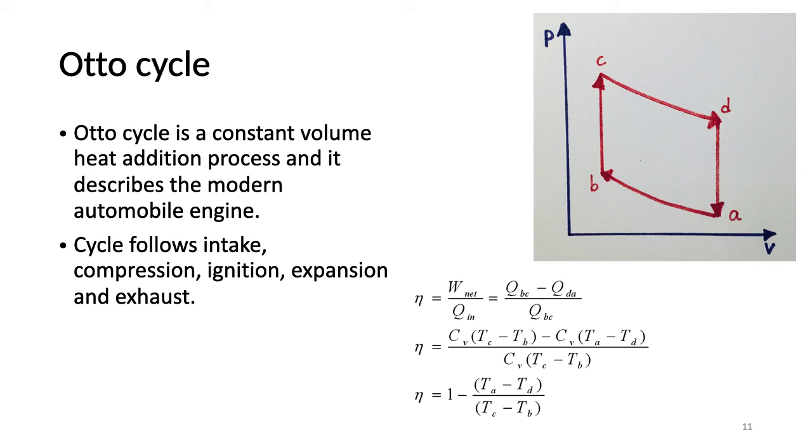The efficiency of the cycle is given by the net work divided by heat input. Net heat is given by the heat input minus heat rejected. And we get the formula for efficiency using temperatures.